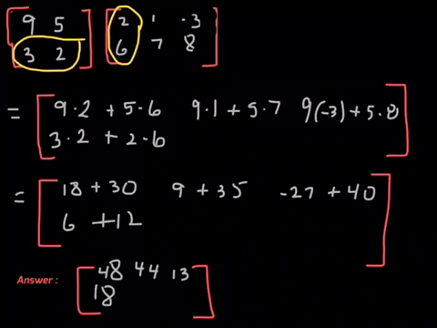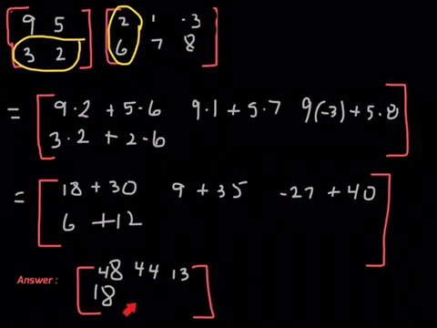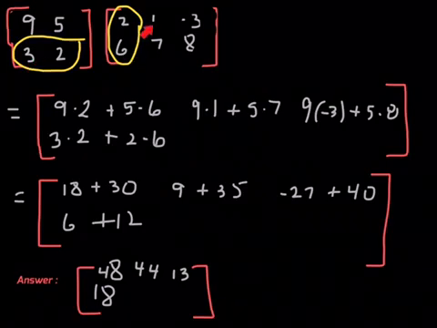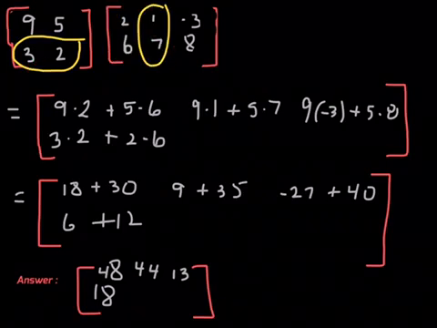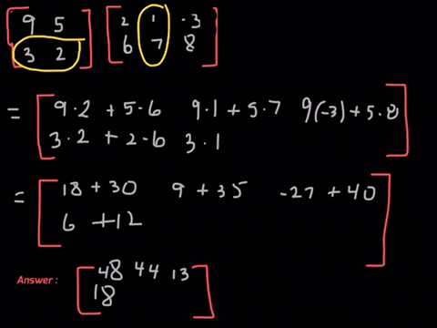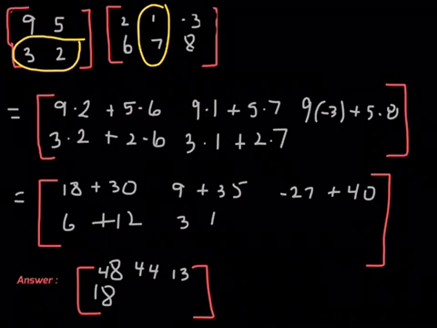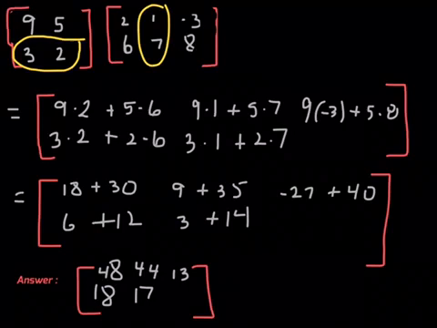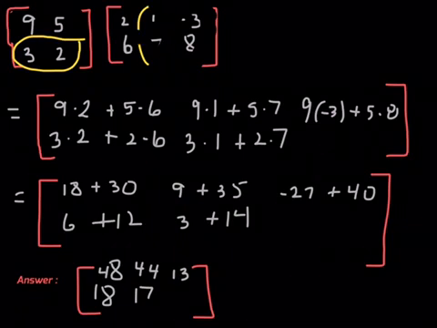All right, let's go for this one now. What is this? Second row, second column. All right, I've highlighted what we're focusing on here. So we're going to go 3 times 1 plus 2 times 7, which is 3 plus 14, which is 17. Cool? All right, last one. We want second row, third column.